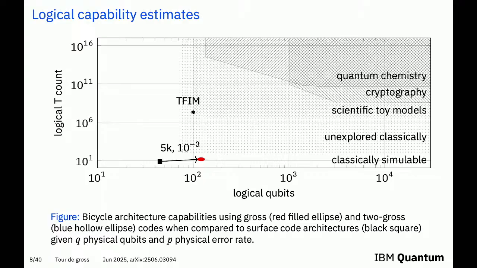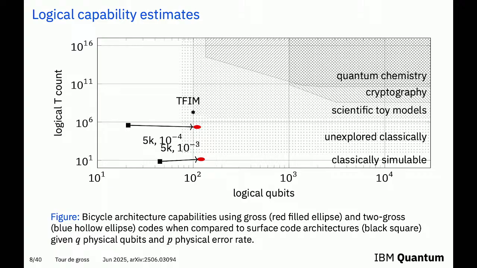And if we take a comparable surface code architecture and give them the same physical resources, so 5,000 physical qubits and 10 to the minus 3 noise rate, we can find a comparable surface code architecture, I think it's distance 7, that has fewer logical qubits, but can do about the same number of T-gates. So that's how we compare the two.